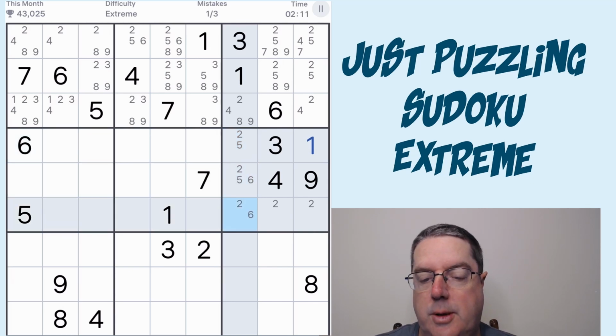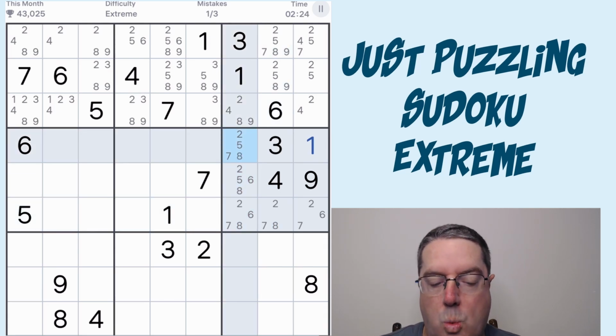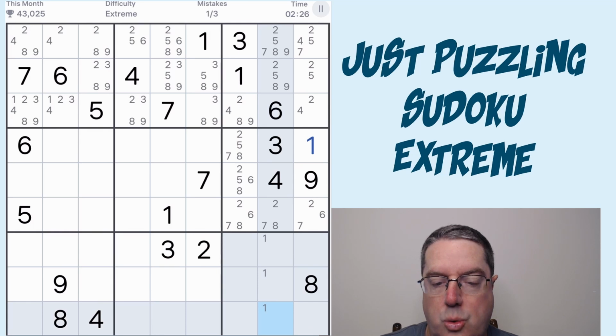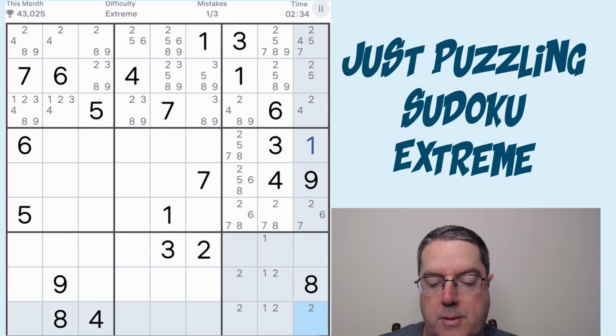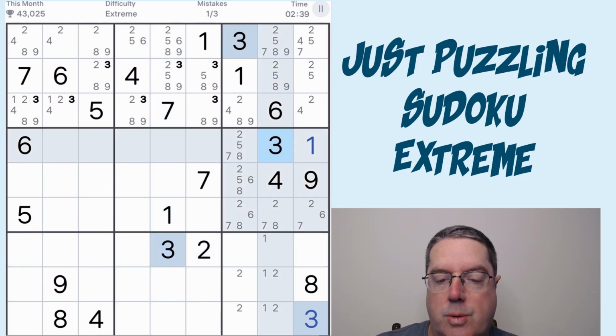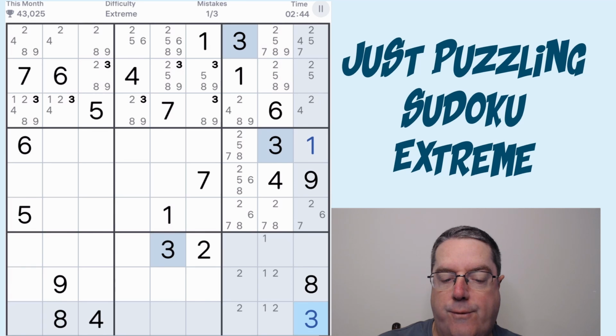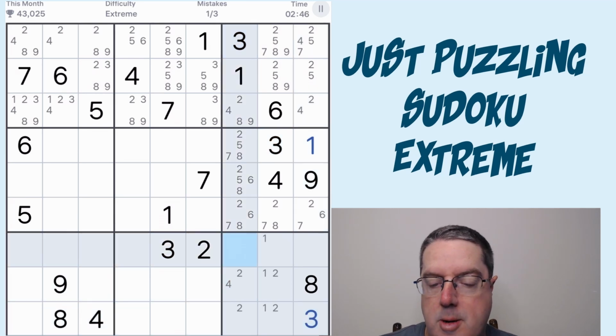So 6, 7, 8, and 9's there. Okay, so 1 has to be in this column. 2 has to be in the bottom 2 rows. 3 has to be just in that spot there, if I click the right button. 4, and that's because of this 3 and these 2 3s meant it couldn't be in these 2, so it had to be there. 4 is in these 3.